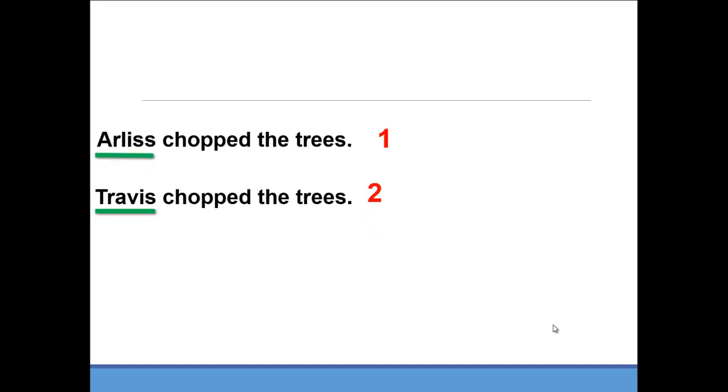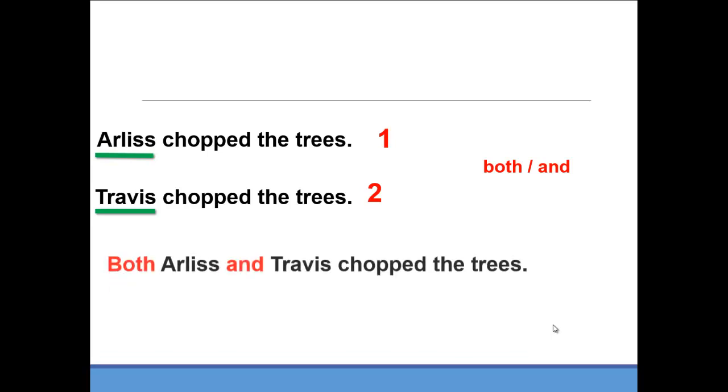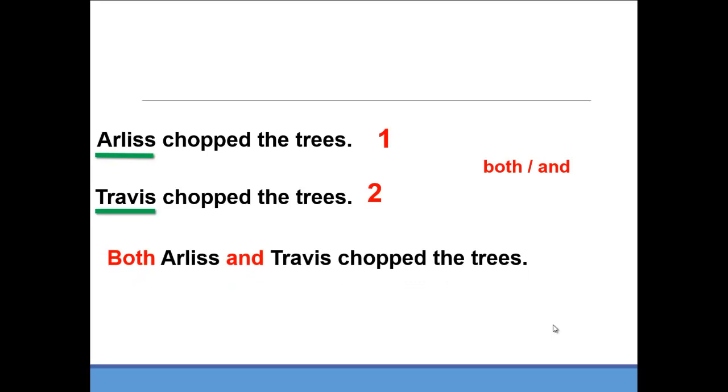So both words, Earless and Travis, express the same idea or have the same function in these two sentences. So how can we join or connect these two words into one sentence? We will use the conjunctions both and. The first conjunction, both, is going to be used before the first word, and the second conjunction, and, is going to be used before the second word. So it's going to be both Earless and Travis chopped the trees. The two of them chopped the trees.